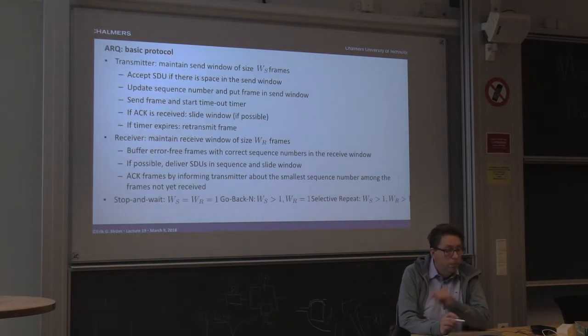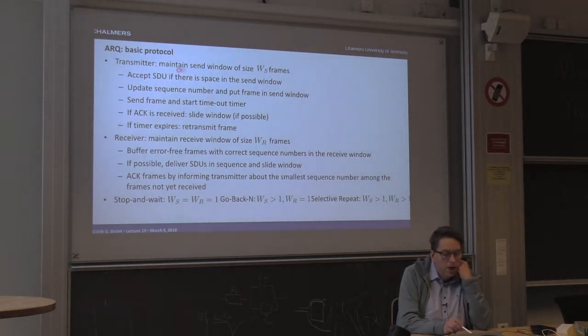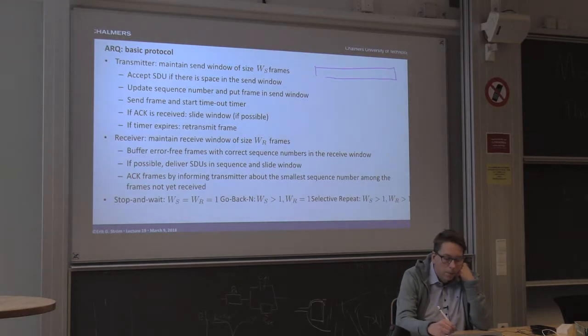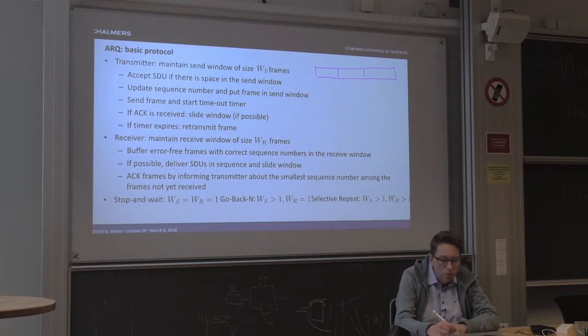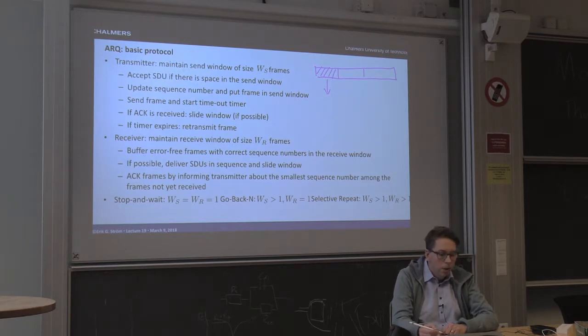The basic protocol is that we accept service data units if, okay, so we have a send window, which is our buffer. So this is the send buffer. Suppose it has space for 3 frames. So when we get a service data unit from above, we put that into the buffer and then we transmit it. And then we have a specific sequence number for that. Suppose that was 0, and then this is 1, and this is 2. And then we start a timeout.